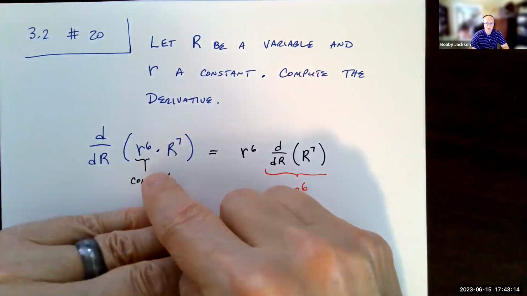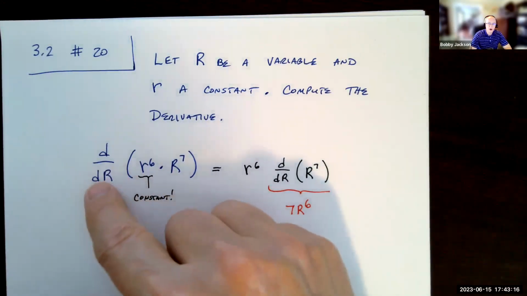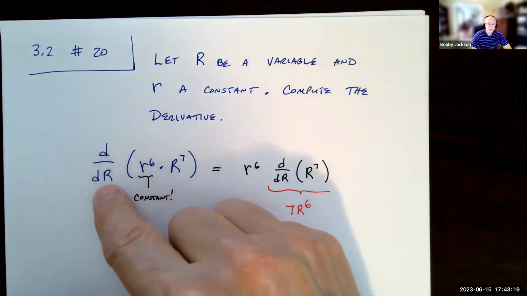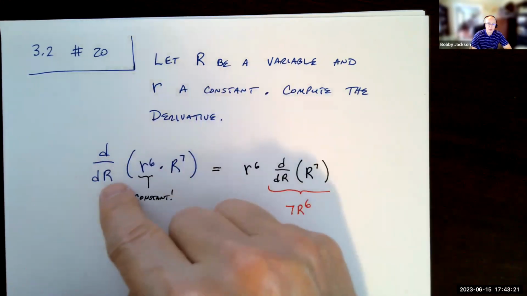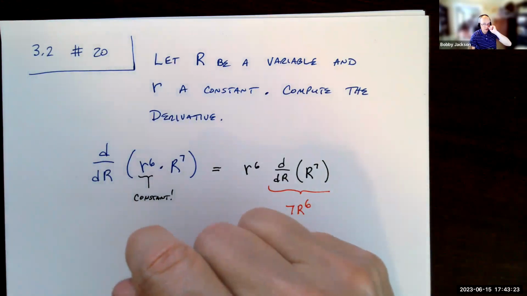And we're to compute this derivative. Well, what's all this mean? d over dR is the derivative with respect to capital R. Remember, capital R is the variable, so you can only take derivatives with respect to variables.